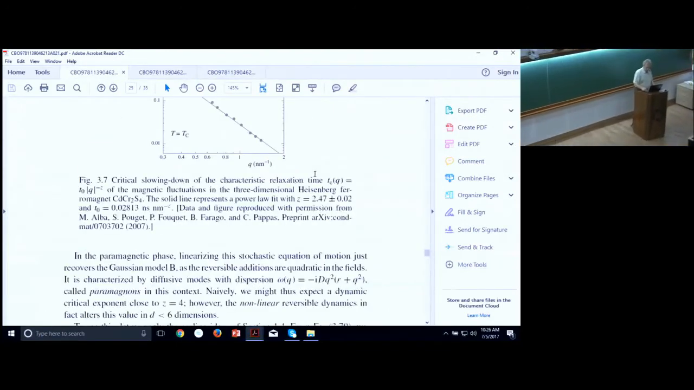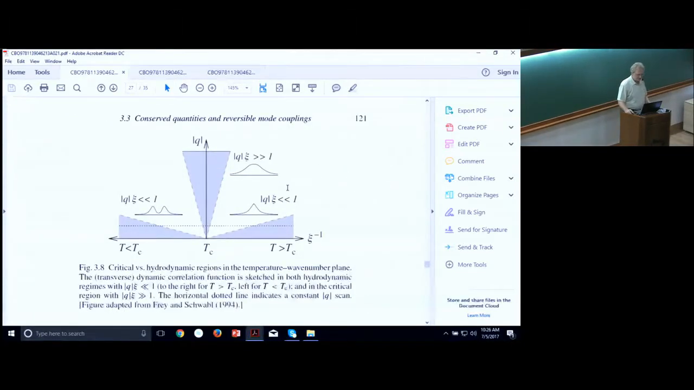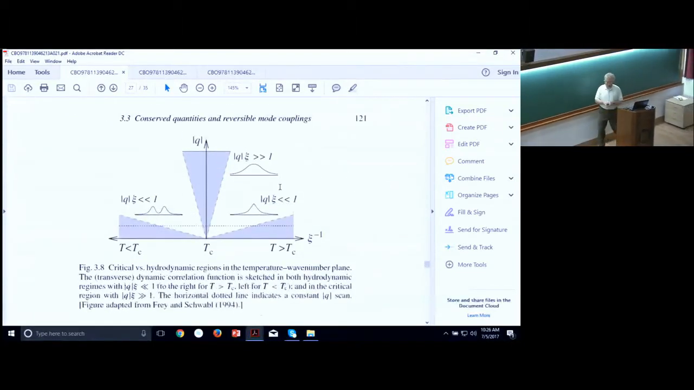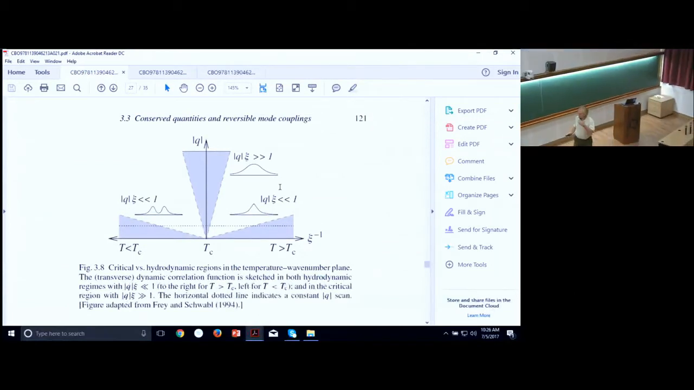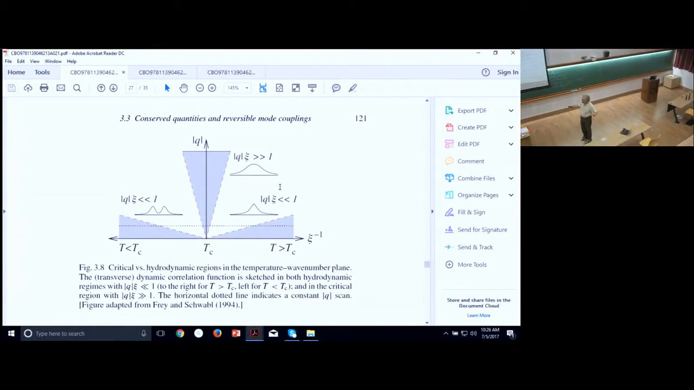And then I wanted to add a little bit of a general qualitative discussion that you might find useful, especially if you are experimentalists. So this is a plot that I've stolen from my good friend Erwin Frey and my thesis advisor, Frank Schwabl, from their review, which is a little older, as you plot things in a kind of wave vector-temperature plane. So the critical point is at TC and Q is 0. This is the critical point. No one measures quite at the critical point. If you do scattering experiments, it's always at finite wave vector.